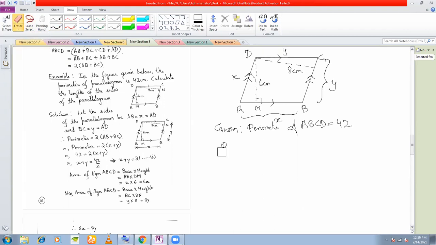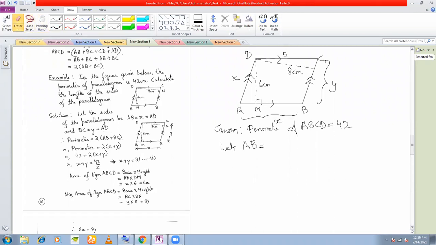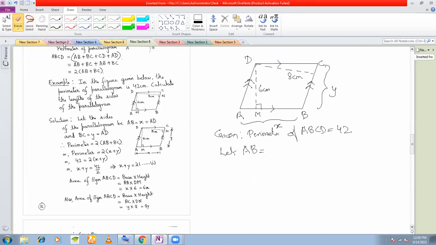So I start by saying let AB is equal to, sorry, this should be x, not y. This should be x and this should be y. And this is x, because the opposite sides of a parallelogram are equal. So if I take AB is equal to DC as x, and if I take BC is equal to AD is equal to y, then what is the perimeter of parallelogram ABCD?